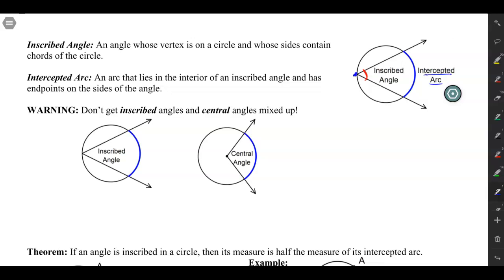Now, just as a warning, we talk about inscribed angles and central angles all the time. You want to make sure you don't get them mixed up. So an inscribed angle is always going to be on the outside of your circle. The angle is going to sit on the perimeter of your circle. And then the central angle means that the angle is opening up at the center of the circle.